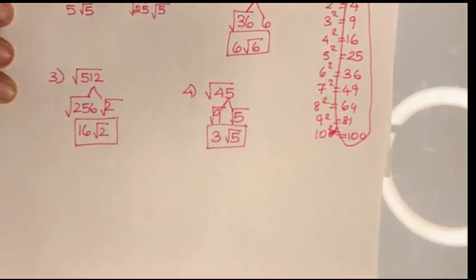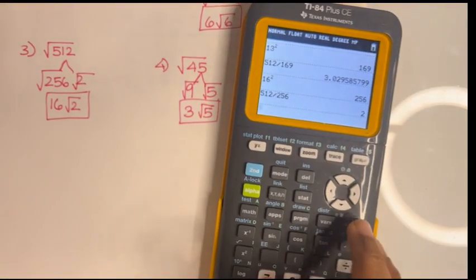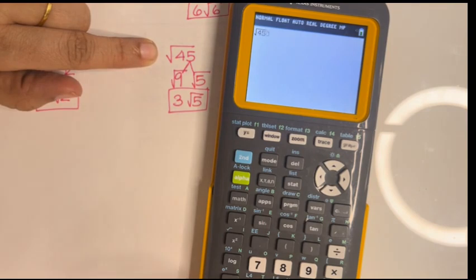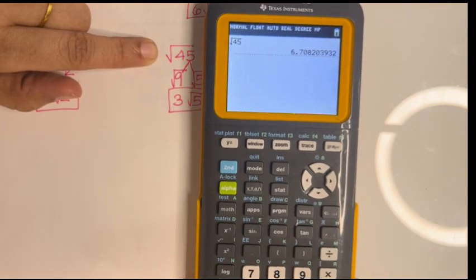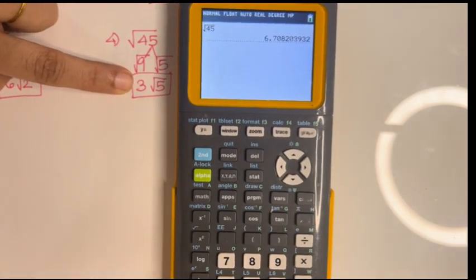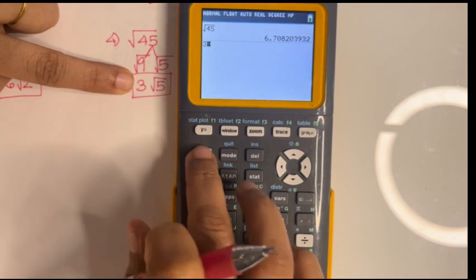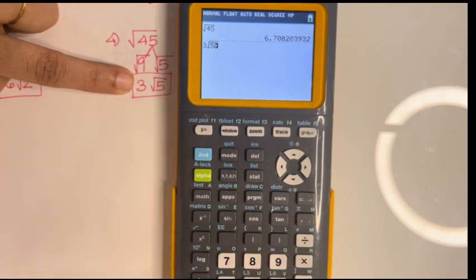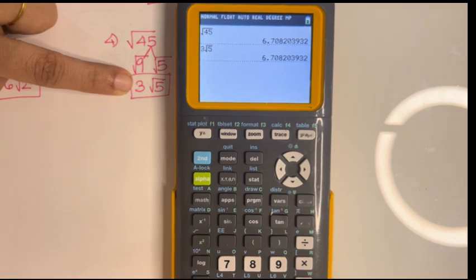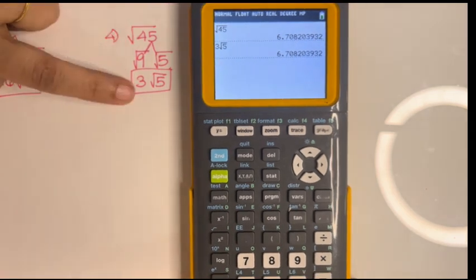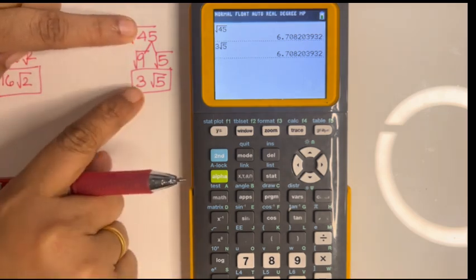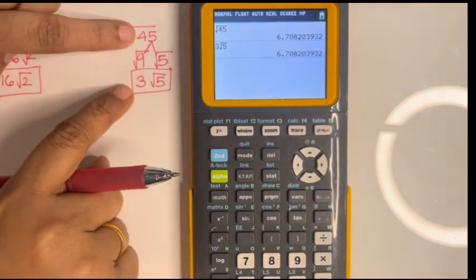Square root of 5 is not a perfect square. This is our answer. If you type it in the calculator to verify, square root of 45, we get a decimal. So let's type this one, 3 times square root of 5. You should be getting the same decimal. That tells us whether we have the simplified radical or not. These two should be the same decimal value.